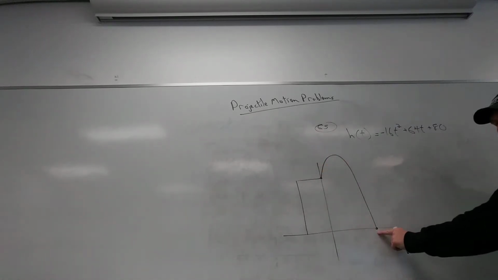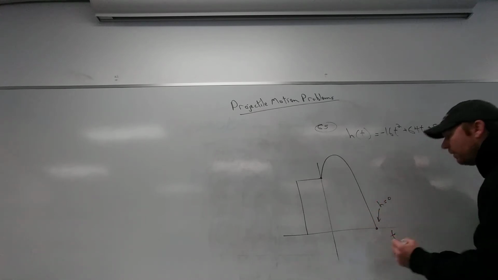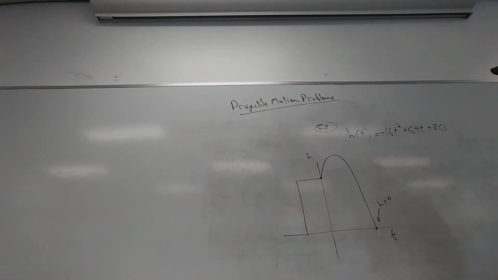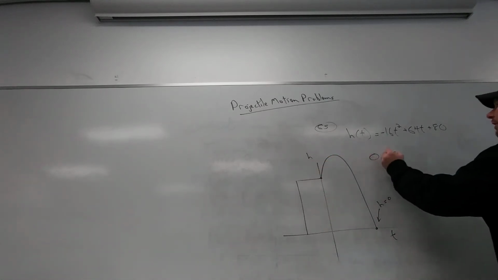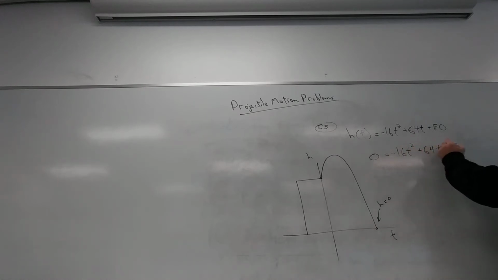And I want to find out when it hits the ground, so I need to find out when the height is equal to 0. Remember, that's the t-axis and that's the h-axis. So I set it equal to 0. And then I'm going to factor it.